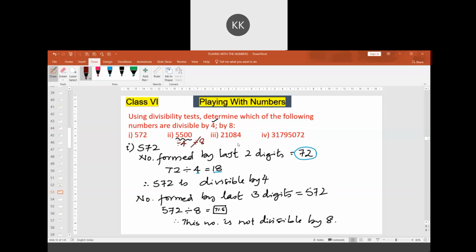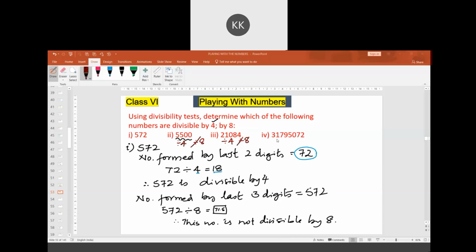If you look at this example, this is divisible by 4 because 84 is divisible by 4, and this number is not divisible by 8 because the number formed by the last two digits is 84. When you divide by 8, we will be getting 10.5, which is not exactly an integer.